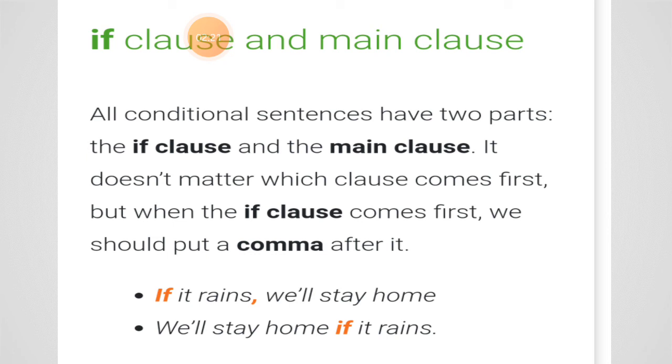It does not matter which clause comes first, but when if clause comes first, we should put a comma after it. Like if it rains, if clause in the beginning, we will stay home, we put a comma because there is no use of conjunction between these two. But when we have we will stay home if it rains, so if clause comes in the end, we don't have to put the comma over here because it is joined by a conjunction if.